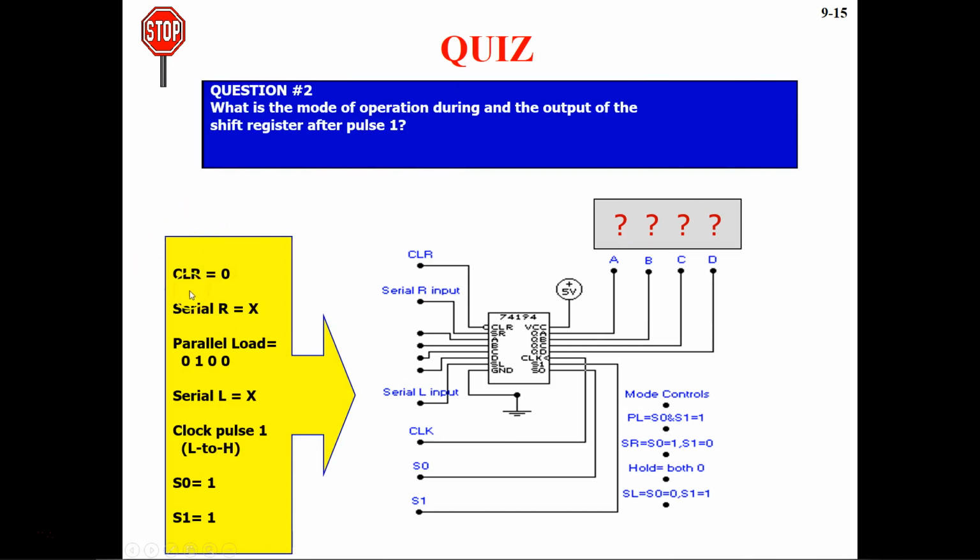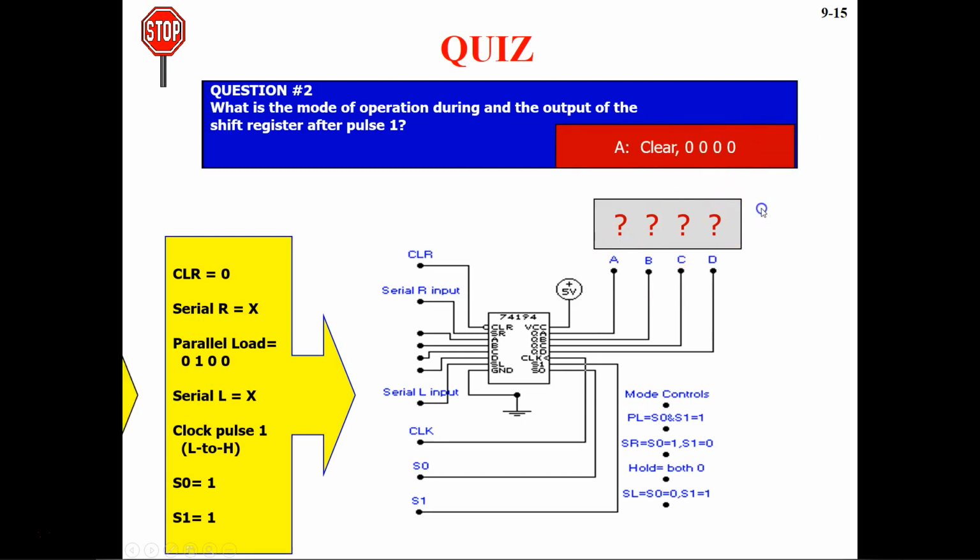Now this particular case is given when clear is 0, serial R is X, which is irrelevant, parallel load is 0, 1, 1, 0, 1, 0, 0, serial L is X, clock pulse 1, S0, S1 both are 1. When they both are 1, it is going to parallelly load the data. But you need to see here, clear is 0, it's not 1. It could have loaded the data if clear was 1, which means it was deactivated, but right now our clear is activated, so this is all going to be 0, 0, 0, 0.